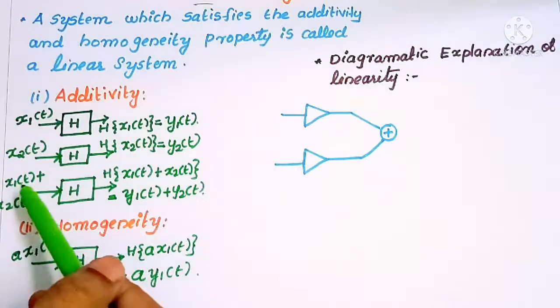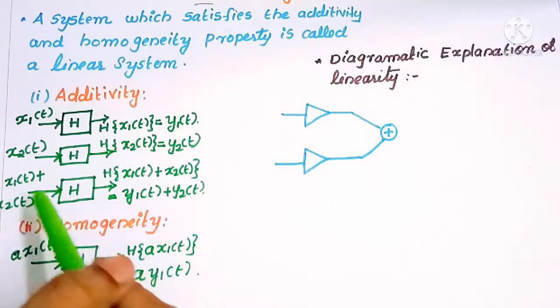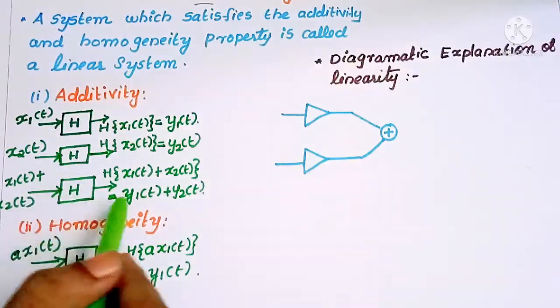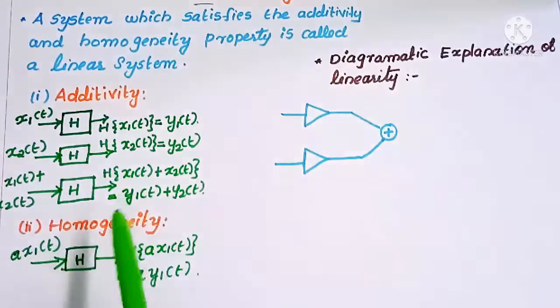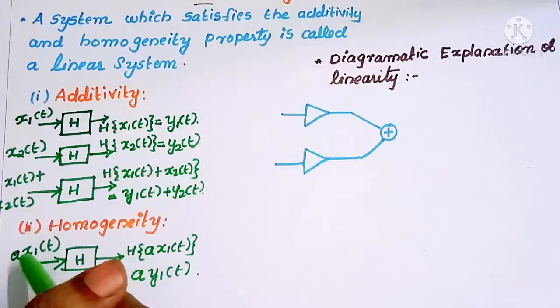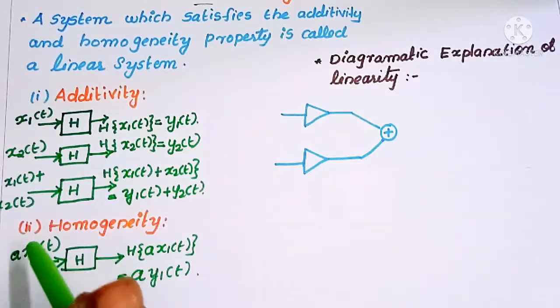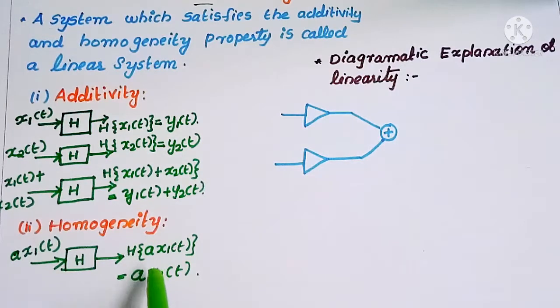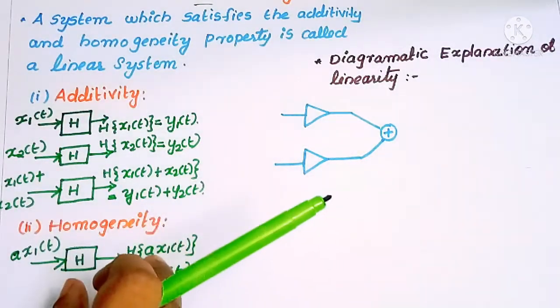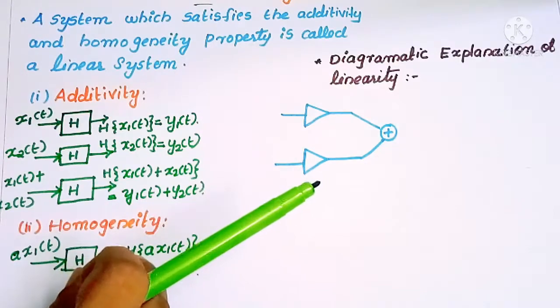So these are the additivity and homogeneity properties. When we apply an added input signal to the system, it produces an added output response. When we apply a scaling operation to the input, it is also reflected in the output. So we can say this system satisfies the additivity and homogeneity property, so we call this system a linear system.